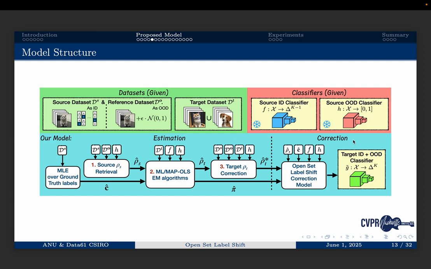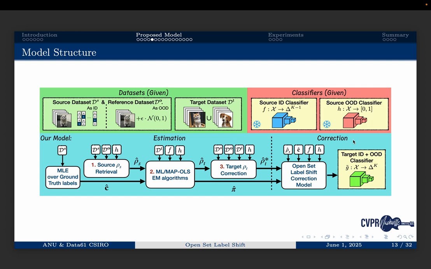The structure of the model can be visualized as follows. We are given a source labeled dataset, and then we need to generate a pseudo-OD dataset by adding Gaussian noise to the source domain data. We then have a target domain dataset, and in terms of the classifiers, we have the source domain ID classifier, which can be obtained easily through supervised learning, and also a source domain OD classifier that can be obtained with the OD detection models proposed in previous literature.